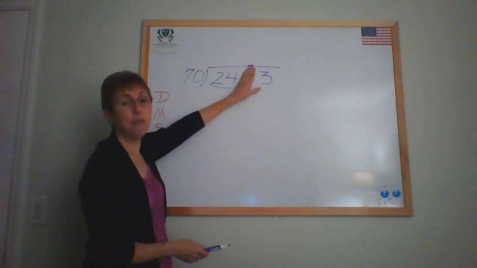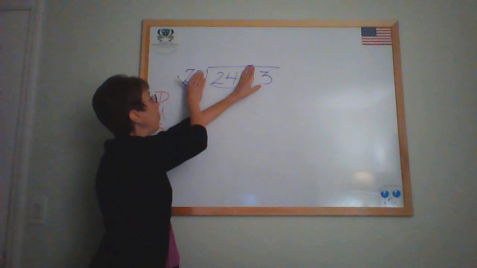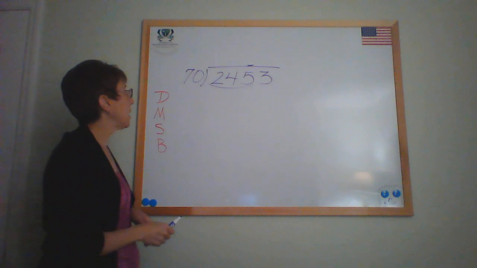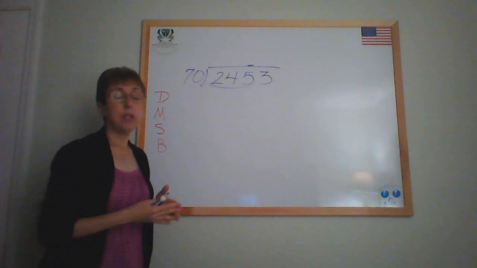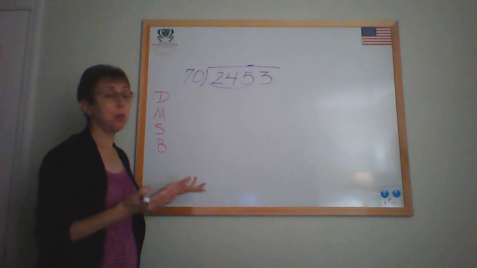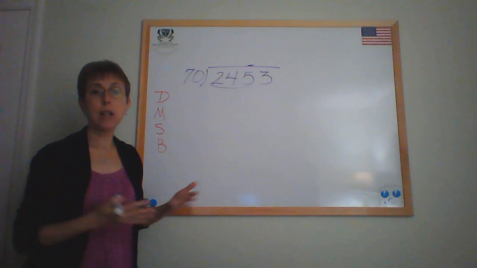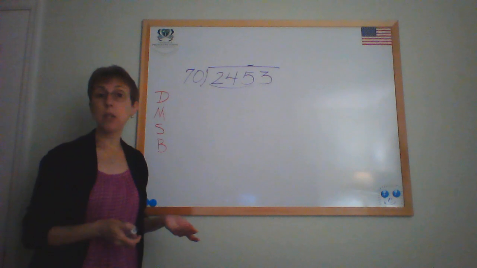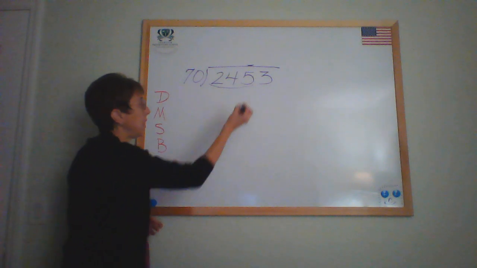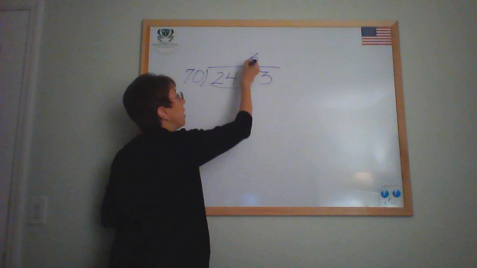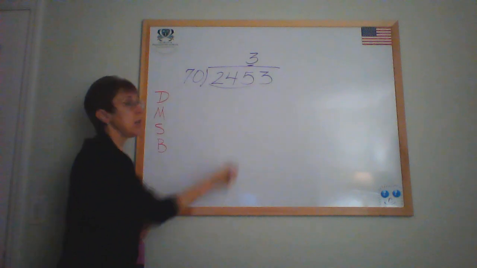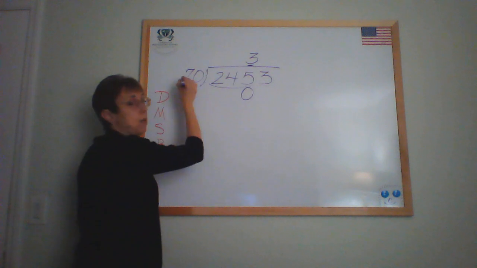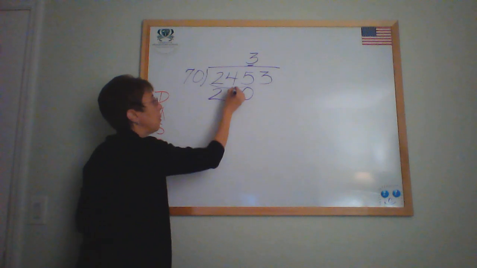Our basic facts here would be 24 divided by 7. Well, 7 times 4 would be 28. That's too high. 7 times 3 equals 21. So let's try that here. 3. So then 3 times 0 equals 0, and 3 times 7 equals 21.